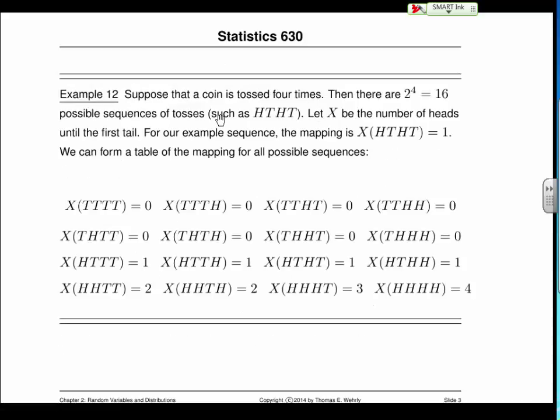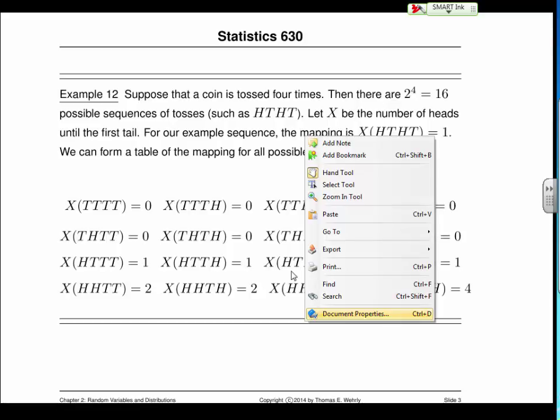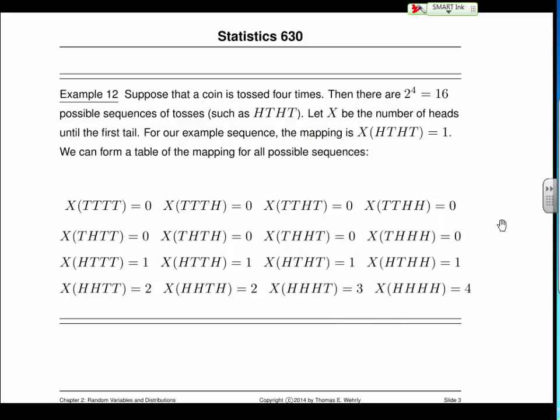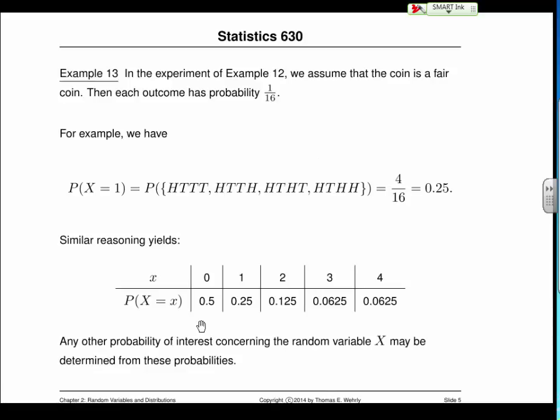If we go back and look at, well, the zeros are these 8 outcomes, so that's going to be 1/2. 2 has 2 outcomes. 3 and 4 each have 1 possible outcome. So putting that together, the probability that x equals 0 is 0.5. Probability x equals 2 is 0.125, 1/8. And then we have 1/16 for 3 and 4.